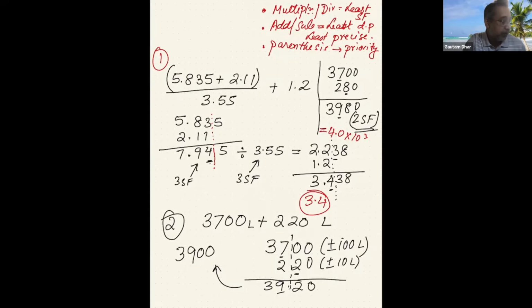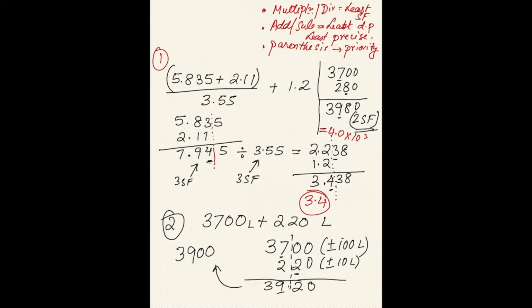The next problem was you add 3,700 liters with 220 liters. Again, you have to keep to the least significant place, or the one with the largest error. So I have to keep to the hundreds place, with the underline under 9. That means I'll have to fill the rest with zeros. So the correct answer is 3900.